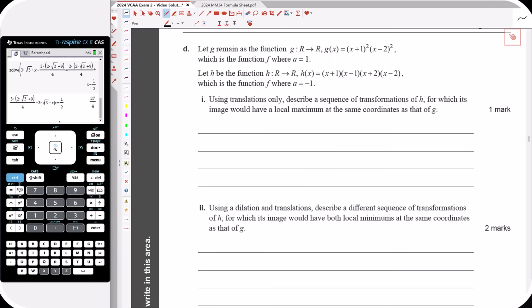Okay, part D. Let g remain as the same function. Okay, so remember that's f when a equals 1. Let h be the function f when a equals negative 1. Okay, so let's define a new function. Let's define h of x as x plus 1. Sure, what we're going to need in our CAS actually. Let's put it in here and see where we go. At least we can look at the graphs in the CAS.